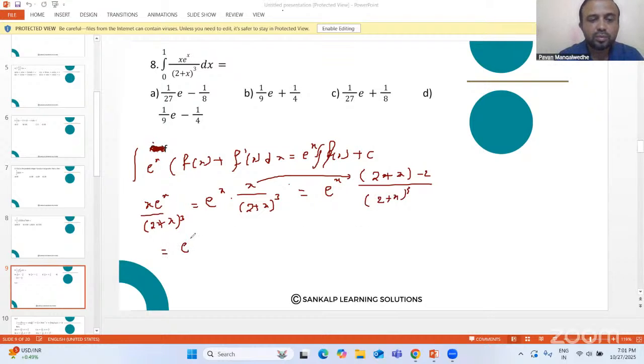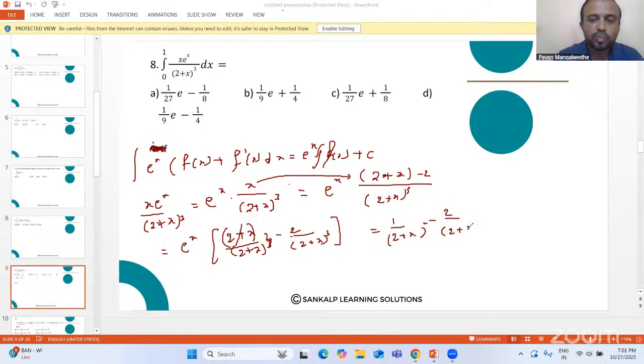And split this as e raised to x into [(2 plus x) upon (2 plus x) the whole cube minus 2 upon (2 plus x) the whole cube]. So you can treat this as cancellation with the (2 plus x), so it remains with 1 upon (2 plus x) the whole square minus 2 upon (2 plus x) cube.